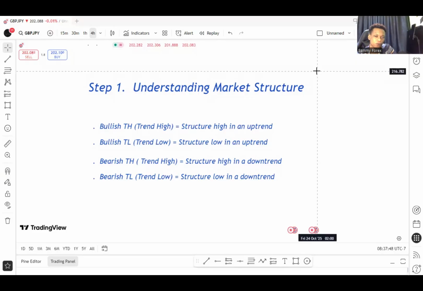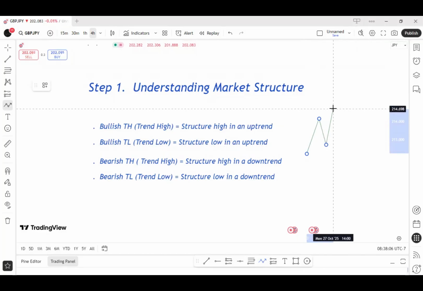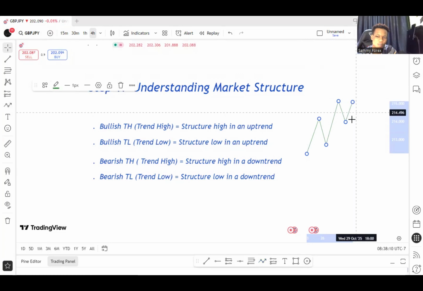So first of all, we'll be going through understanding the market structures. Before you start trading, you need to understand the market structures. And in TRSS, the market structures are given as bullish trend high and bullish trend low. These are uptrend markets, bullish trend highs and bullish trend lows. This is how you can discover an uptrend market.